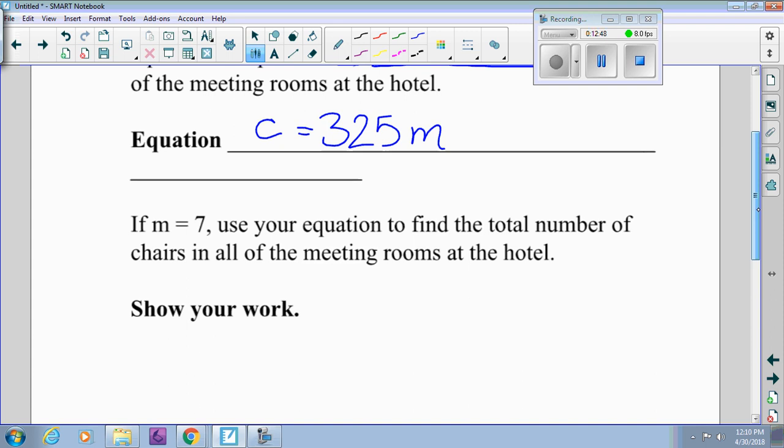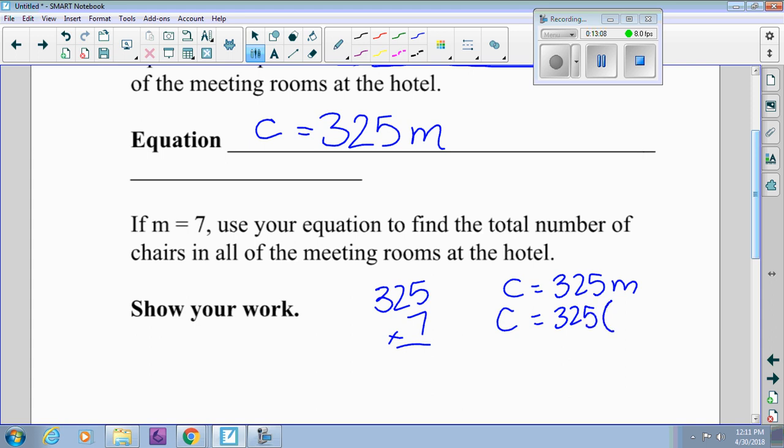If M equals 7, use your equation to find the total number of chairs in all the meeting rooms. So you're going to take 325, multiply it by 7. They probably want you to do this: C equals 325M. Plug in what we know, 325 times 7. These two numbers are being multiplied. And then over here, I'm going to multiply those. 17, 31, 21, 22. So the chairs that will be in that hotel are 2,275. That's a lot of chairs.